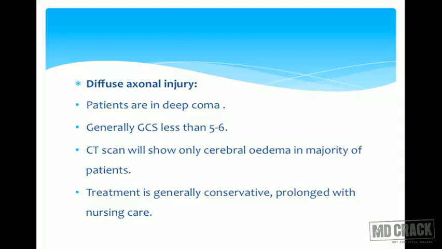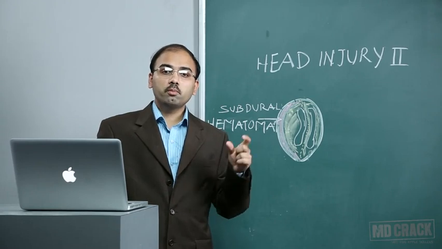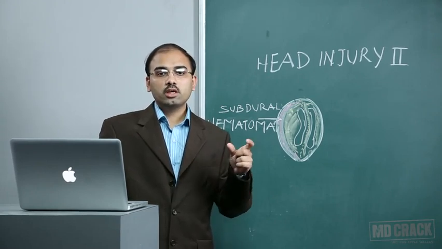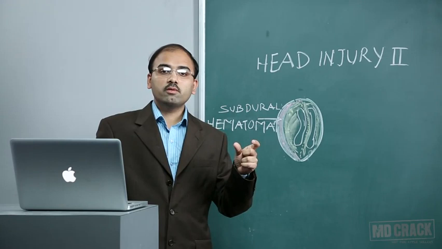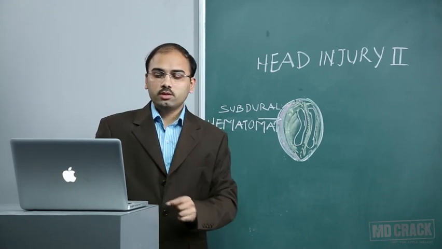So in these patients, the treatment is generally conservative. It is prolonged, with good nursing care. You will have to support initially with mannitol and IV fluids, and later on you can wean these patients on tracheostomy. Mind well that in all these patients, nutrition is a main key factor, because they cannot feed on their own. Nutrition is maintained through Ryle's tube or by feeding gastrostomy.